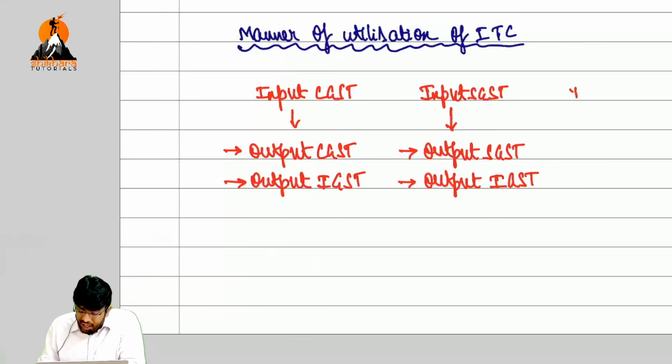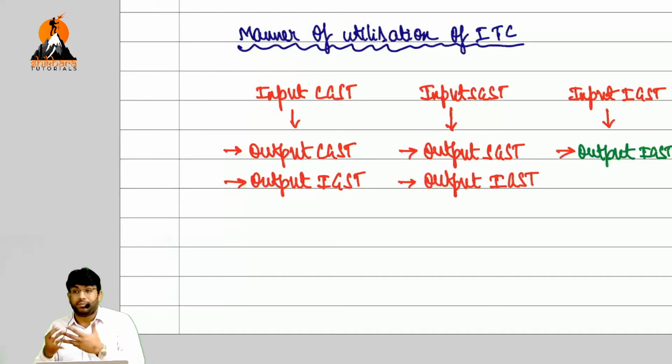Then finally, one interesting element, input IGST. Tell me friends, what do you use it for? First we'll use it for output IGST. Always first. Yeah? Output IGST. Then use it for what? Output CGST or SGST?